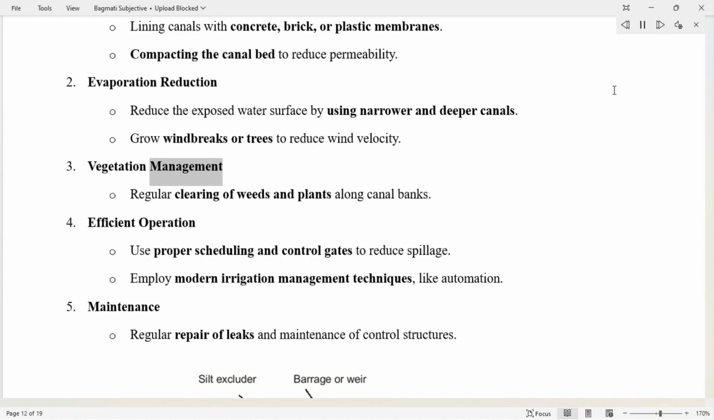Vegetation management: regular clearing of weeds and plants along canal banks. Efficient operation: use proper scheduling and control gates to reduce spillage. Employ modern irrigation management techniques, like automation. Maintenance: regular repair of leaks and maintenance of control structures.